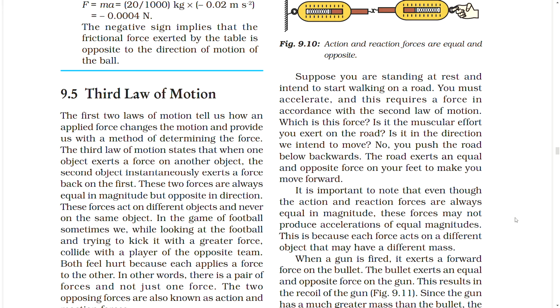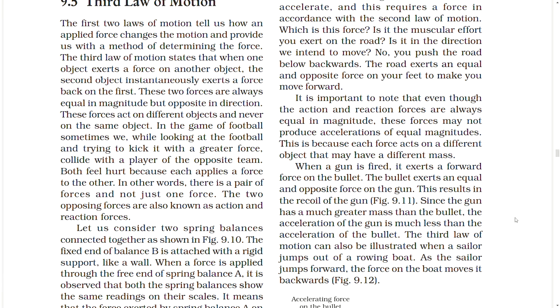It is important to note that even though the action and reaction forces are always equal in magnitude, these forces may not produce accelerations of equal magnitudes. This is because each force acts on a different object that may have a different mass. When a gun is fired, it exerts a forward force on the bullet. The bullet exerts an equal and opposite force on the gun. This results in the recoil of the gun. Since the gun has a much greater mass than the bullet, the acceleration of the gun is much less than the acceleration of the bullet.